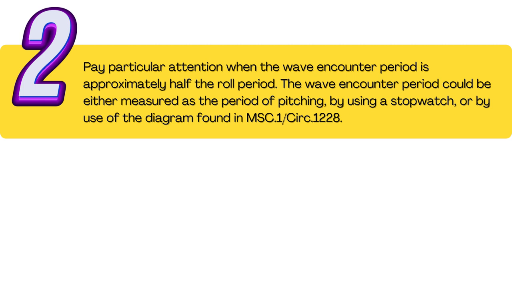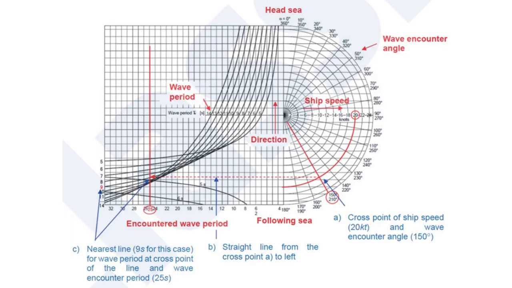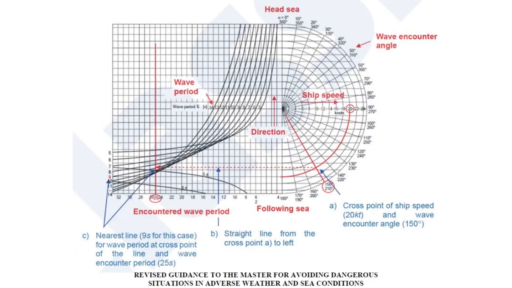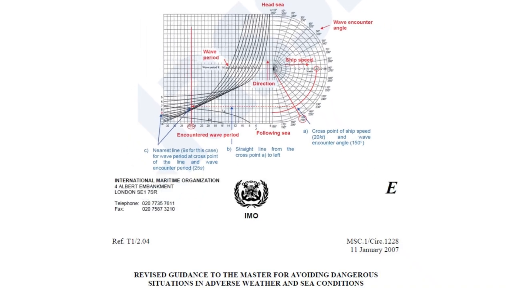The wave encounter period could be either measured as the period of pitching by using a stopwatch or by use of the diagram found in the Maritime Safety Committee Circular 1228 of the International Maritime Organization.